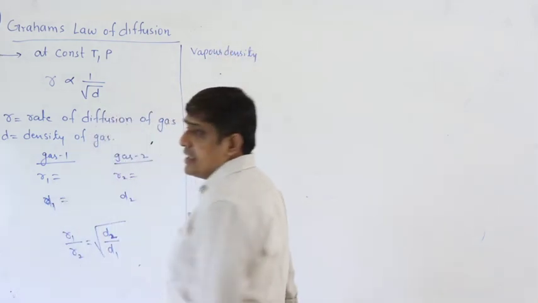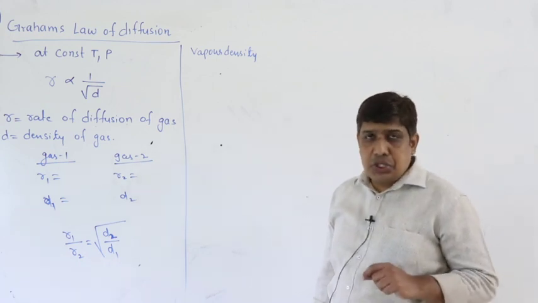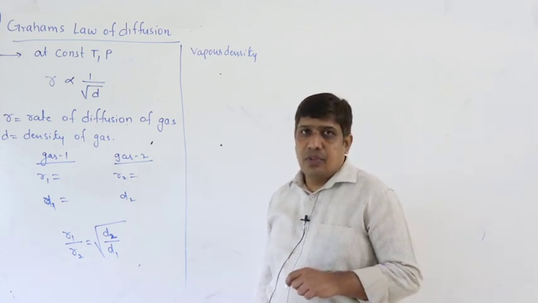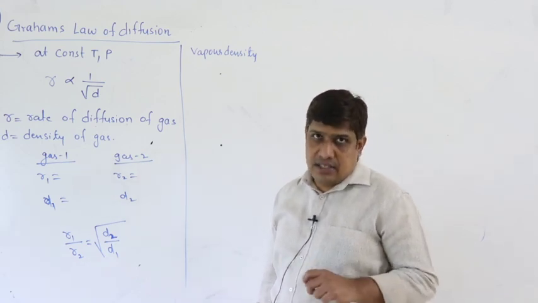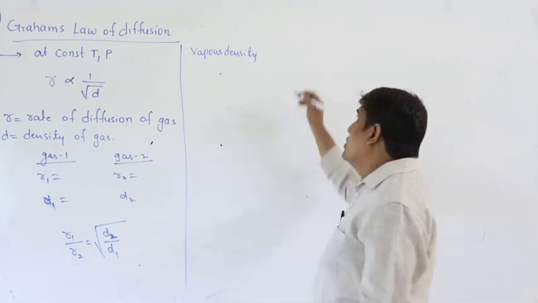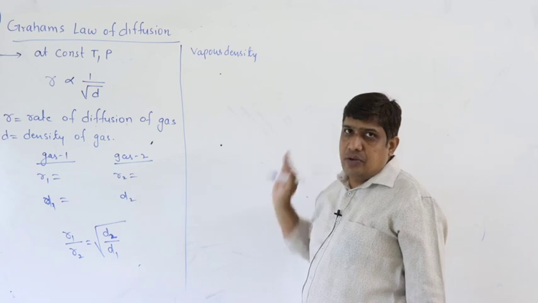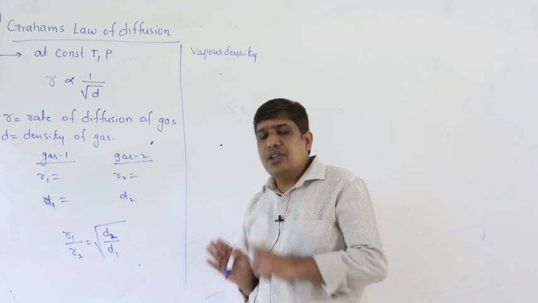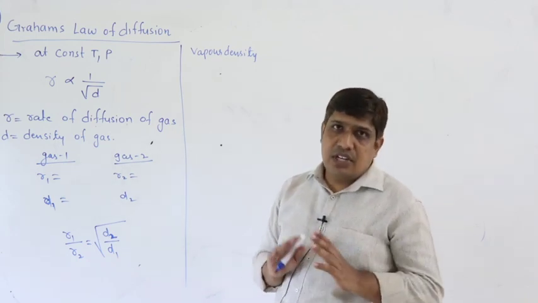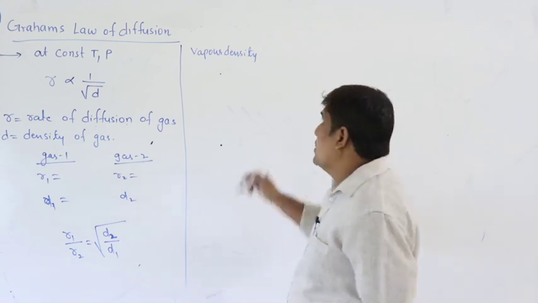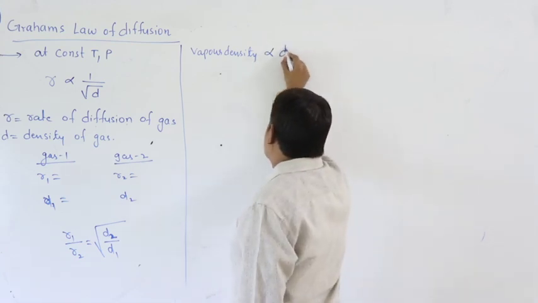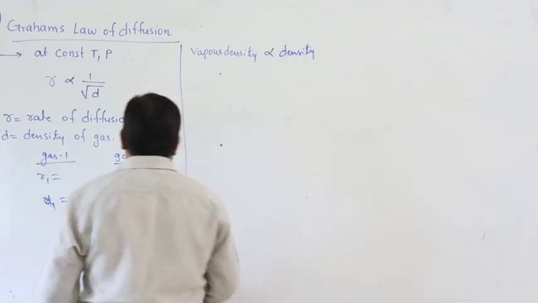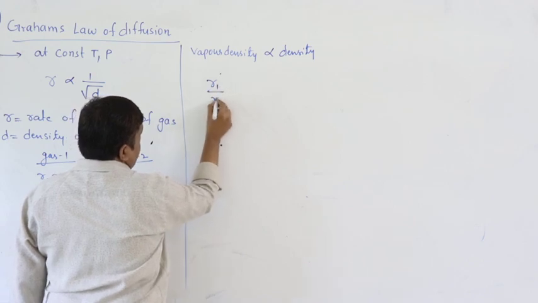What is vapor density of a gas? Vapor density of a gas is the ratio of density of the gas to the density of hydrogen. Here hydrogen is taken as a reference gas, so it is a relative density. That is why we call it relative density. So vapor density of a gas is directly proportional to its density. So instead of D, I can write VD, vapor density.